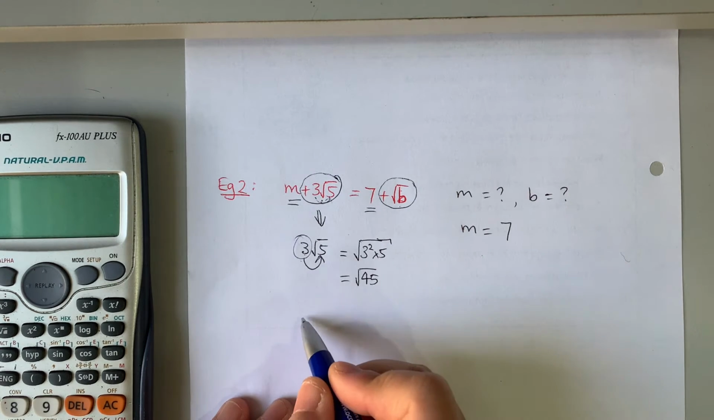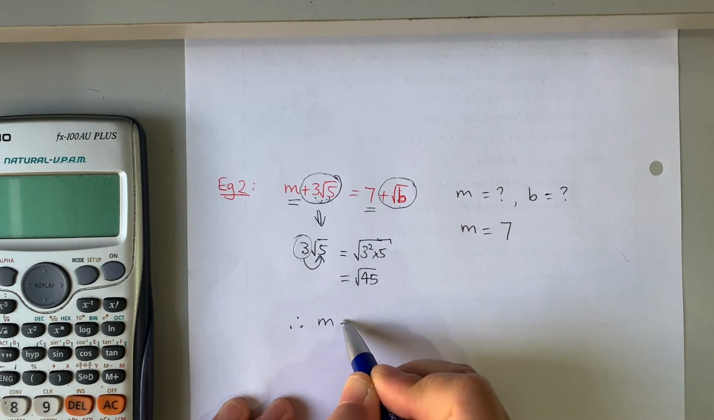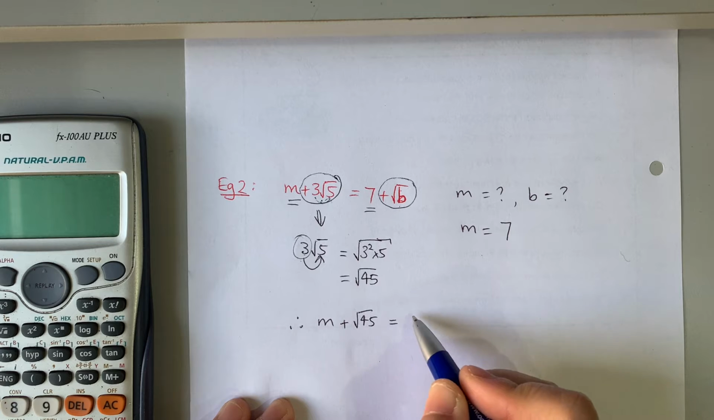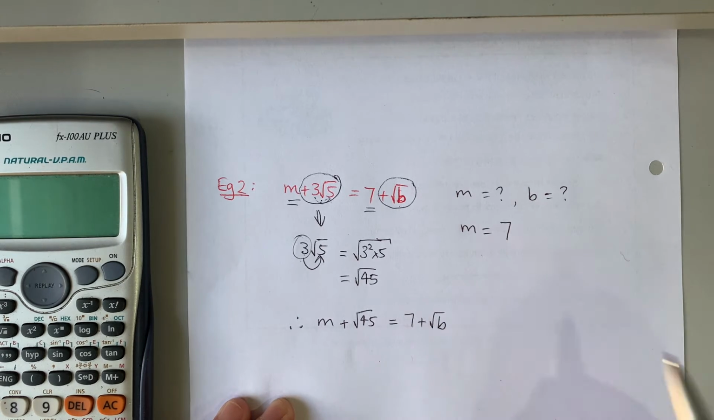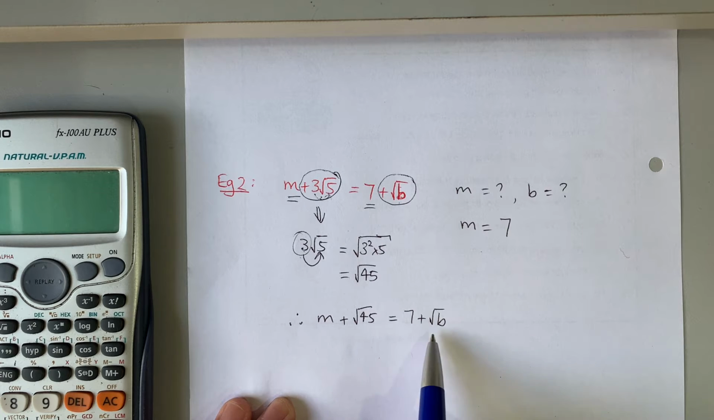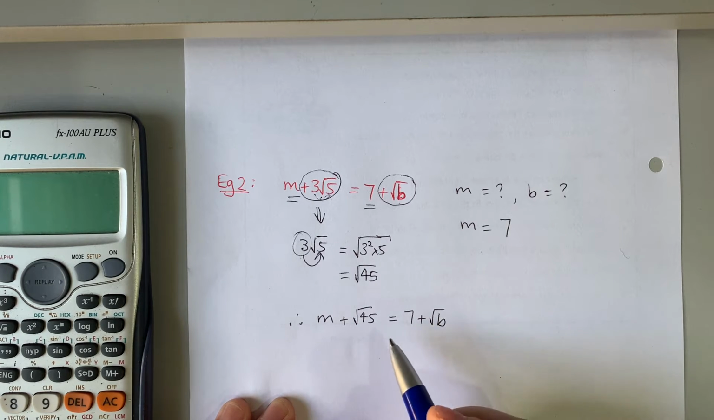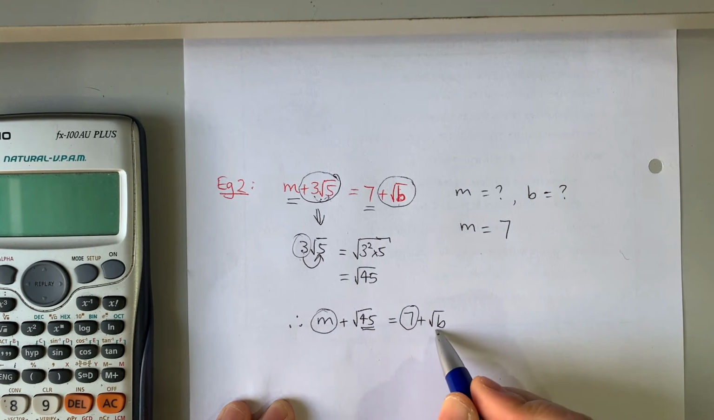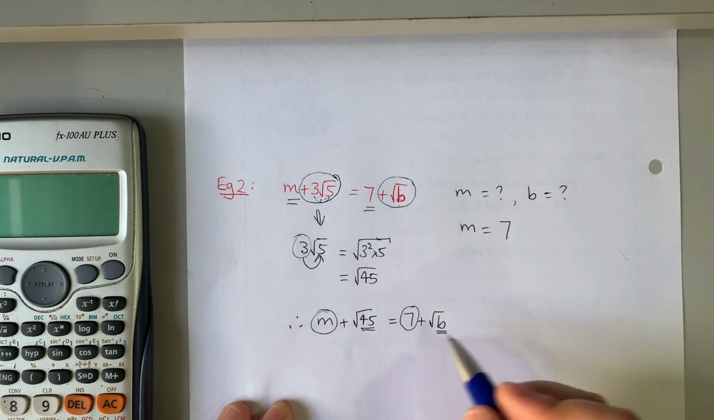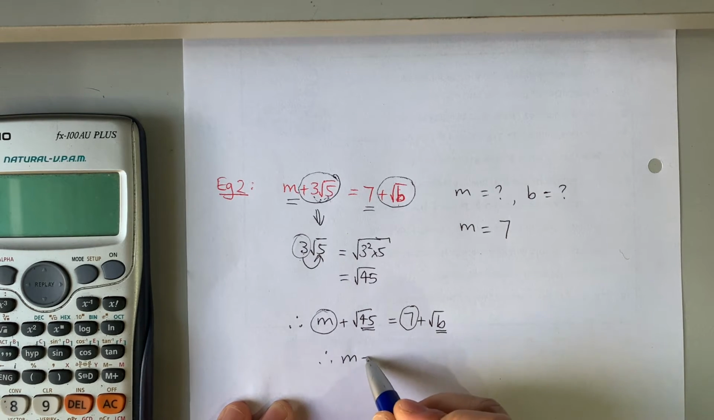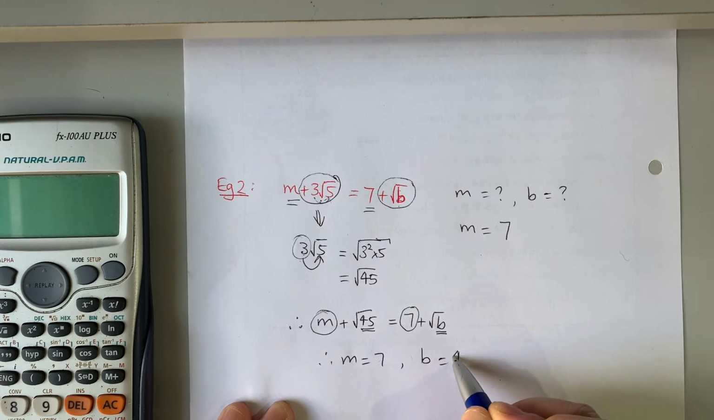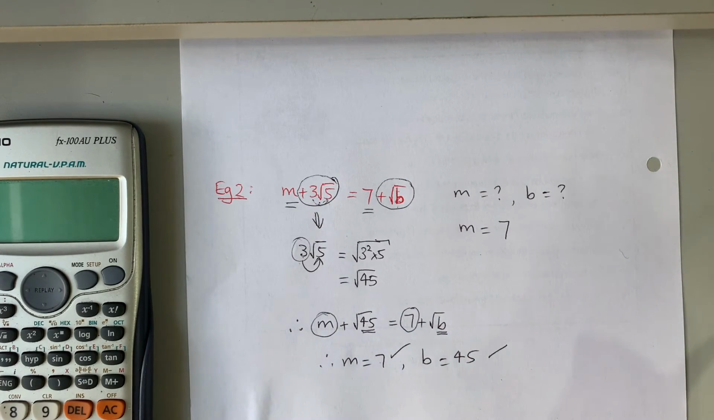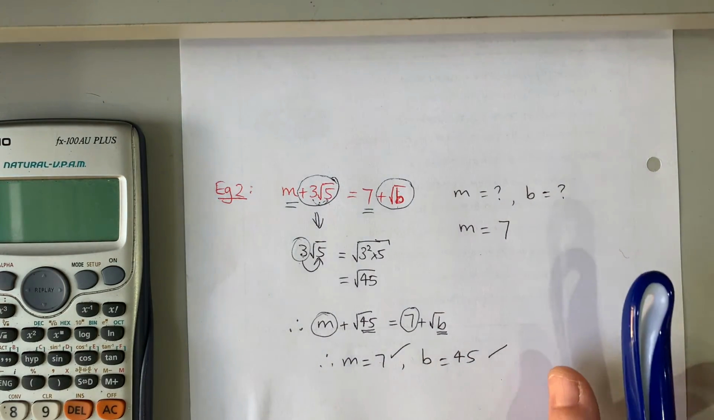Okay, so let's put them together. So m plus 3 root 5, which is root 45, is equal to 7 plus root b. Okay, so it's exactly in that format now, exactly the same format. We just equate the parts. So m has to be equal to the 7, and the root 45 has to be equal to root b. So we say, therefore, m is equal to 7, and b is equal to 45. Okay, right, that's example 2. So, example 3.